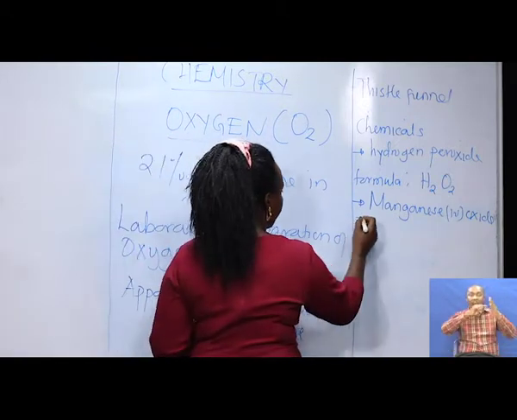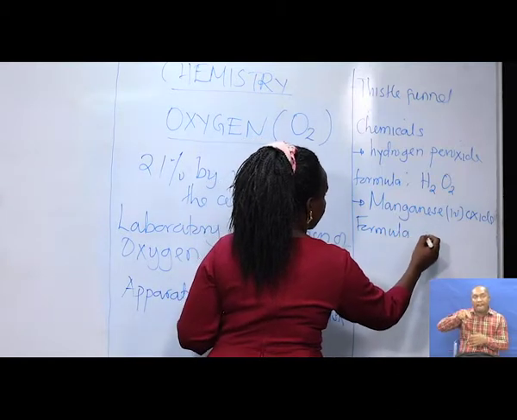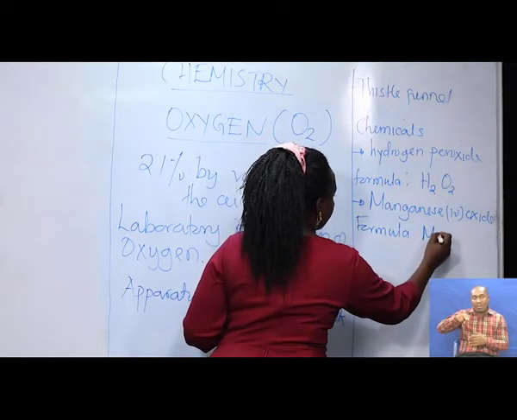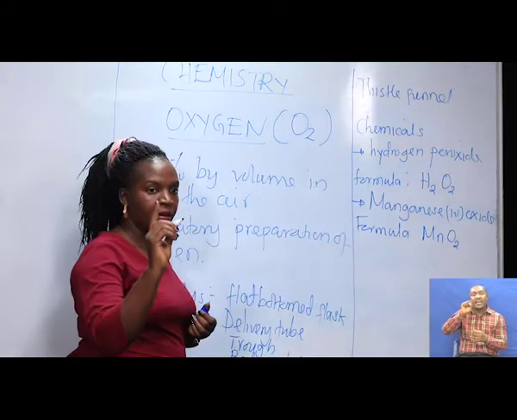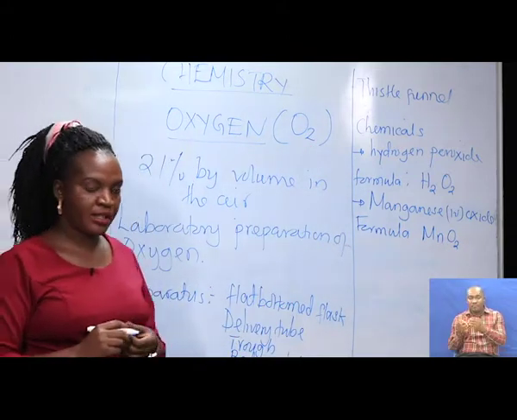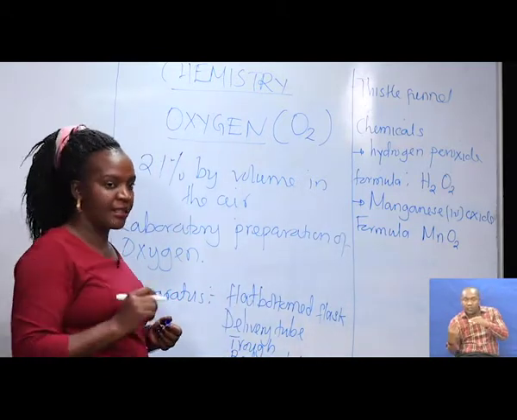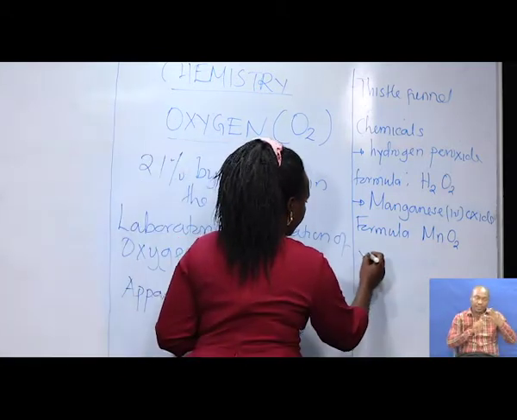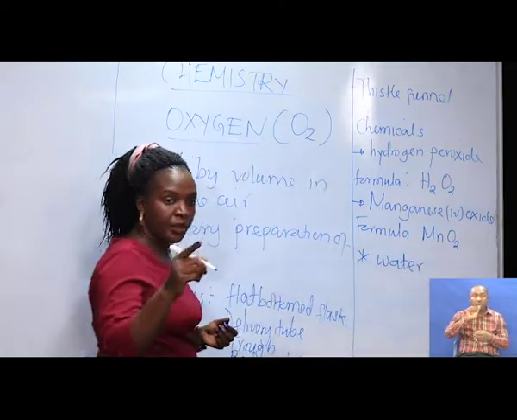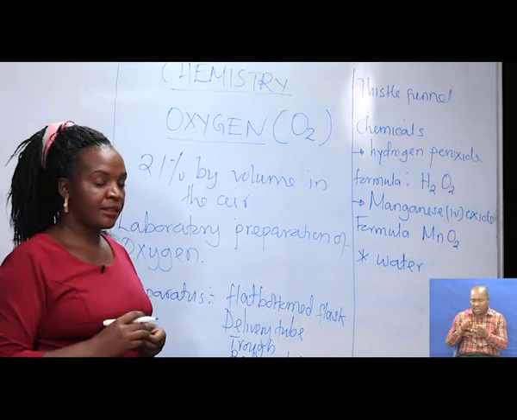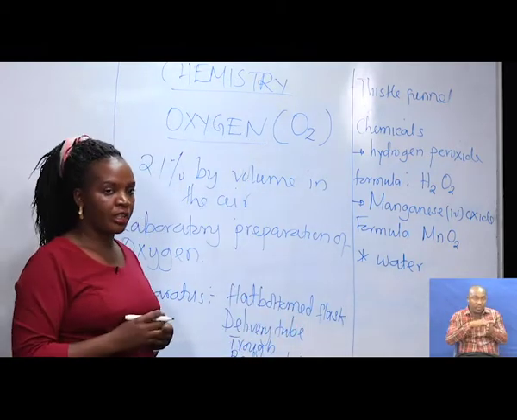What is the chemical formula for manganese(IV) oxide? The formula is MnO2. This is called manganese(IV) oxide. So these are the chemicals that you are going to use, but with the assistance of water. So also we have water. These are the most important chemicals and apparatus that you are going to use in the laboratory preparation of oxygen.